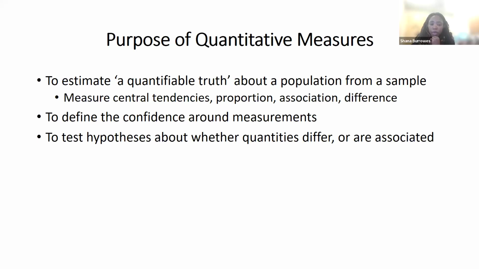The other thing you can use quantitative measures to do is to define the confidence around your measures. So we're going to get into that, talk about the error and talk about the bias that could be associated with your estimate. And then we also use these measures to test hypotheses about whether your quantities differ. So do means in different groups that get different treatments differ, and is there an association between your intervention and your outcome?